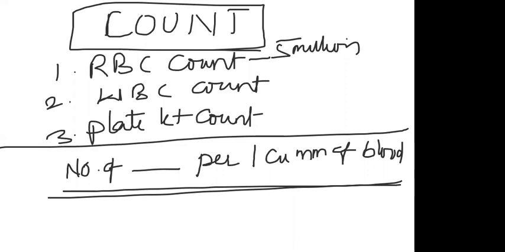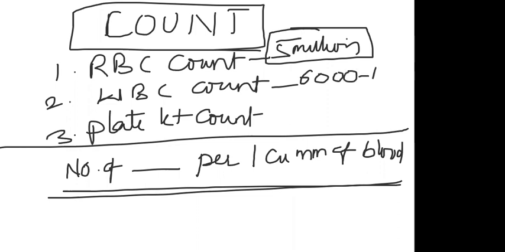So we are making it 5 million in men and 4.5 million in women. So take it as nearby. I'm taking 5 million in men. Okay, WBC count. What is WBC count? The number of WBC present in 1 cubic millimeter of blood, we say WBC count. It's about 6,000 to 10,000. So WBC count, then platelet count.